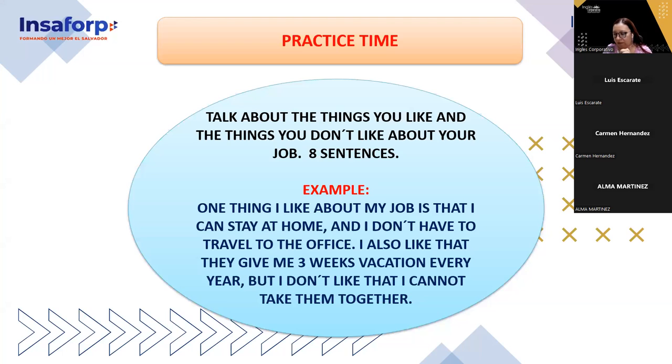All right. So we have some practice time from yesterday's topic. Okay. Y para esta, ustedes van a escribir un párrafo y luego lo van a compartir. Nos dice el ejercicio: talk about the things you like and the things you don't like about your job. Okay. Minimum requirement is 8 sentences. Right. El mínimo que se acepta son 8 oraciones para hablar ya de un tema fijo.